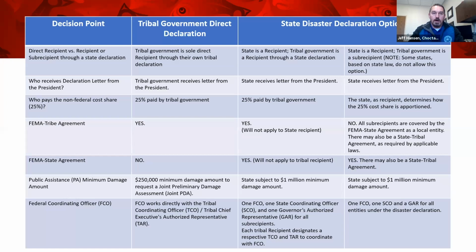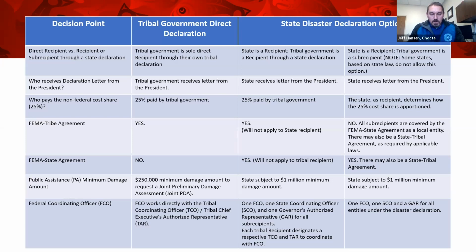FEMA Region 6 did not do this, but I know that FEMA will always try to push tribes to go under a state declaration. It makes it easier on them. Let's be honest, they want to take the easy route out. You don't have to do that, but I know there are FEMA staff out there that will push you in that direction. We've done all three, and frankly, we've been successful with all three. So again, I would encourage you to go the direct route if that is what your leadership wants to do.